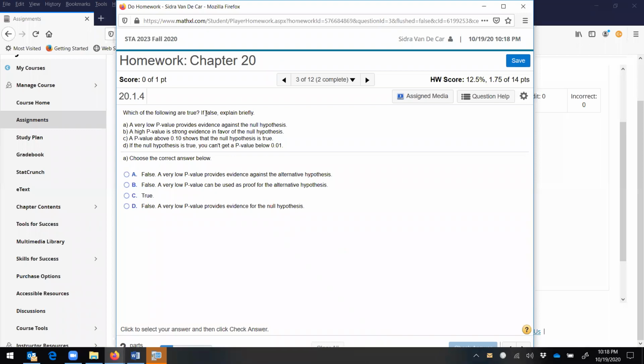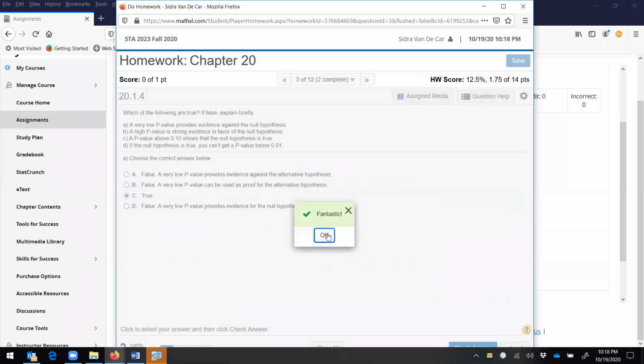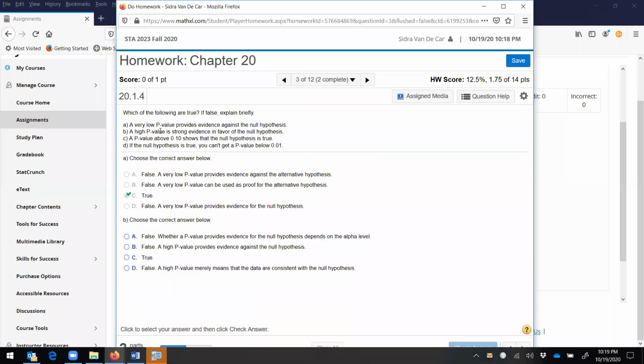Okay, which of the following are true? Now, this time I'm reading it correctly. We're only looking at the first statement. A very low p-value provides evidence against the null hypothesis. Actually, yeah, that is true. A high p-value is strong evidence in favor of the null hypothesis. Yeah, actually, that's true. Let's check.